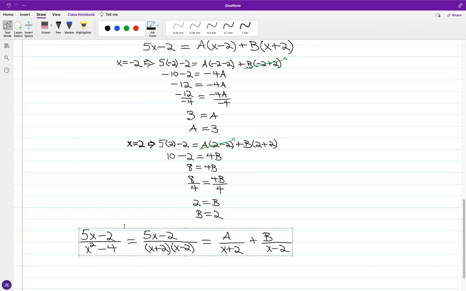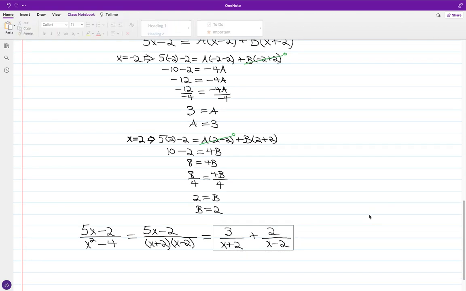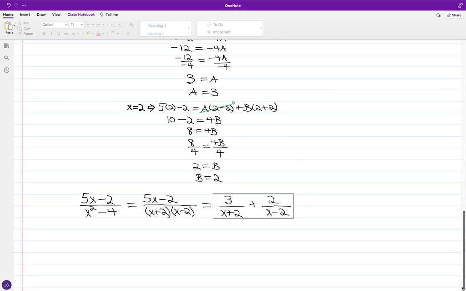it turns out that for 5x minus 2 all over x squared minus 4, we have for the partial fractions a at 3 and b at 2. So 5x minus 2 all over x squared minus 4 is going to be equal to 3 over x plus 2 plus 2 over x minus 2. Now, let's say there's a situation where we might have more than just two distinct denominators in the partial fraction decomposition. I'll have this one more case.